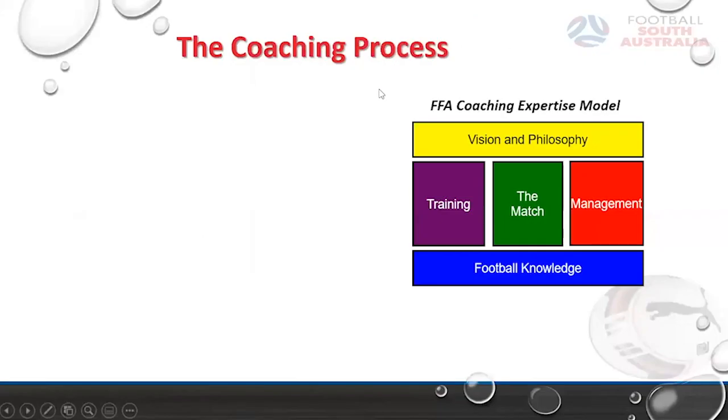The first thing I want to reference tonight is our coach expertise model. Many of you would have seen it before. We have our vision and philosophy at the top, and that's going to drive everything that we do with our teams, in training and in the match. That's underpinned by our football knowledge as a coach, which is always evolving.